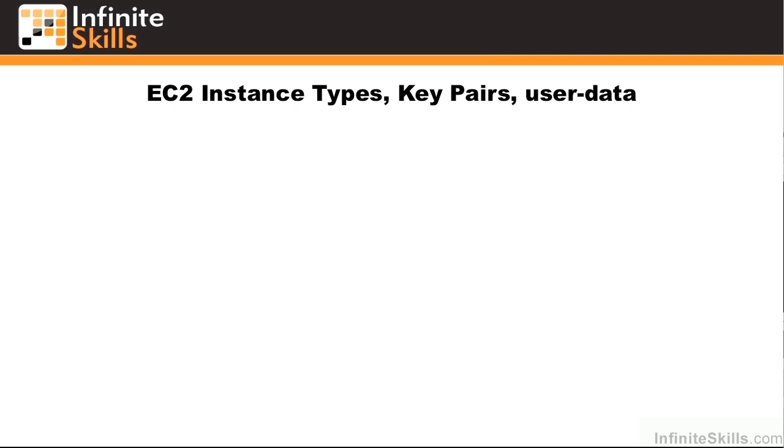In this lesson, we're going to take a deep dive into EC2 instance types, key pairs, and user data. It's nice to think of instance types as the hardware footprint of the machine, the amount of CPU, RAM, disk, and virtual internet card going into the machine.